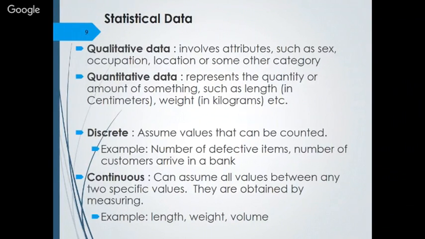Suppose gender or sex, we can represent male and female. We can assign one for male and two for female. Like that, we can classify good, very good, or like that. So we can assign one for good, two for very good. Such types of variables are called categorical variables or qualitative variables.